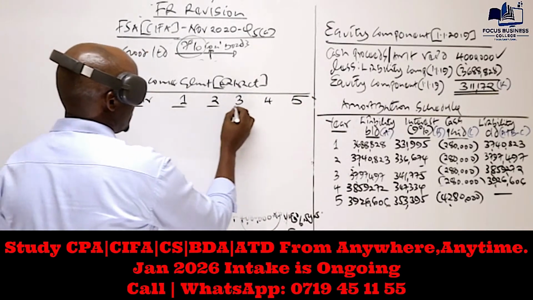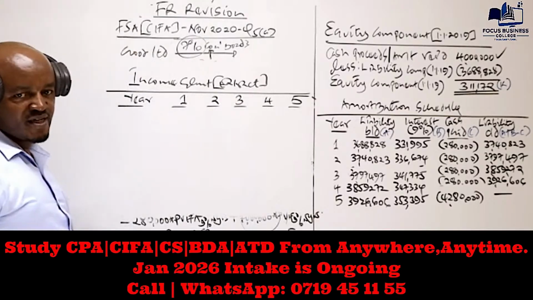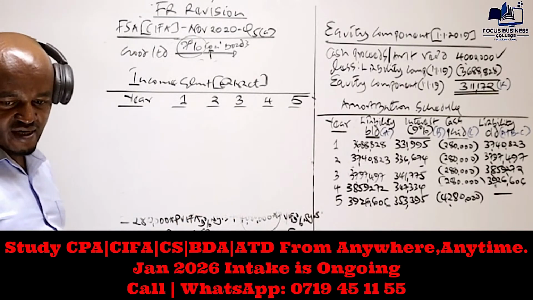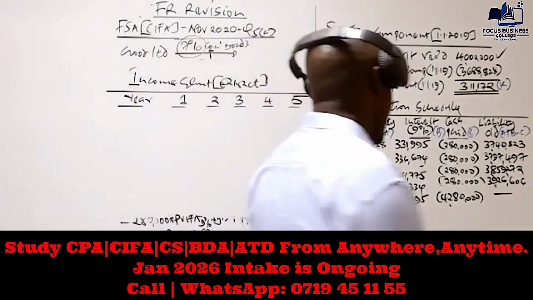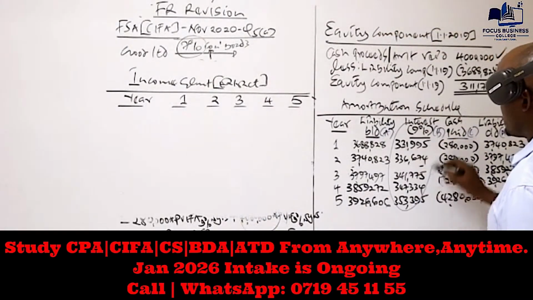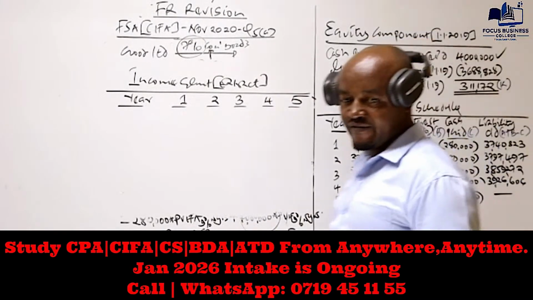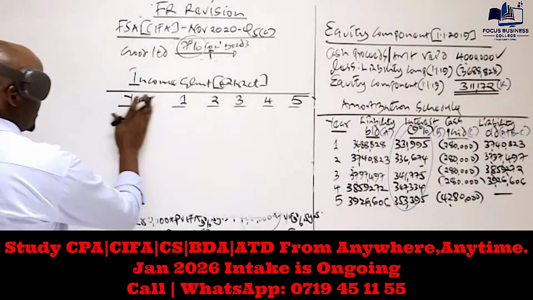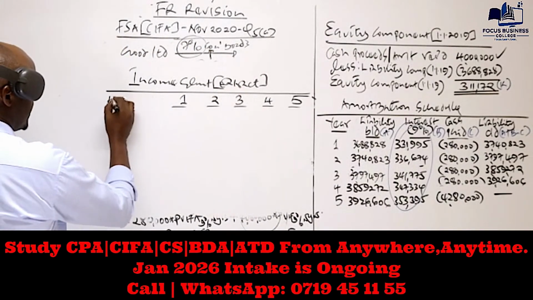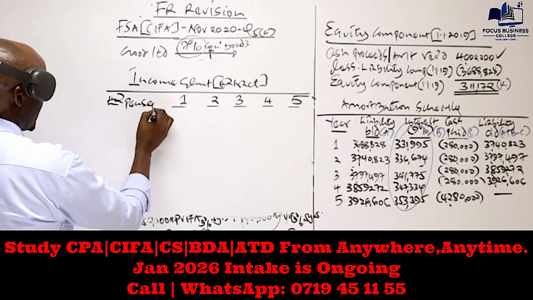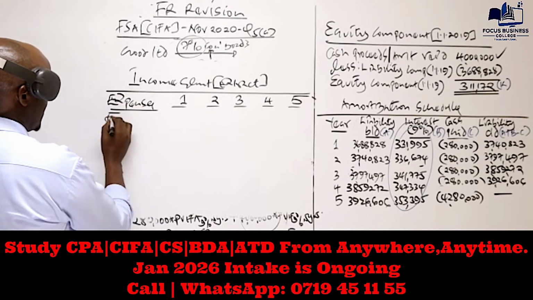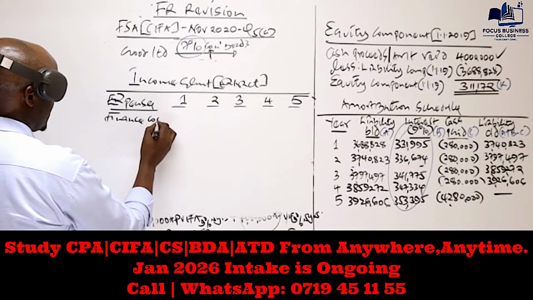So what is supposed to be recognized in the income statement as far as these compound financial instruments are concerned? What the company should recognize here is this interest. This interest should be recognized as part of the finance cost, and actually that is an item of expense. So here, the company will recognize the finance cost.